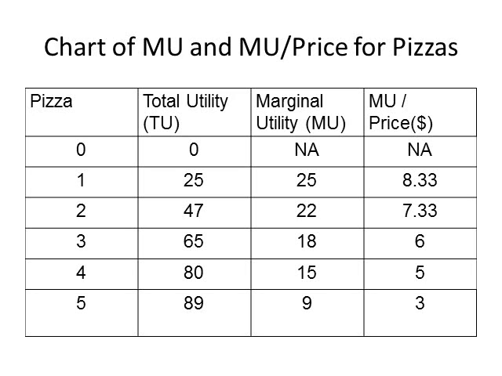We also went through and divided the marginal utility at each level by the price, which was $3. So 25 divided by 3 is 8.33. 22 divided by 3 is 7.33. 18 divided by 3 is 6. 15 divided by 3 is 5. And 9 divided by 3 is 3.